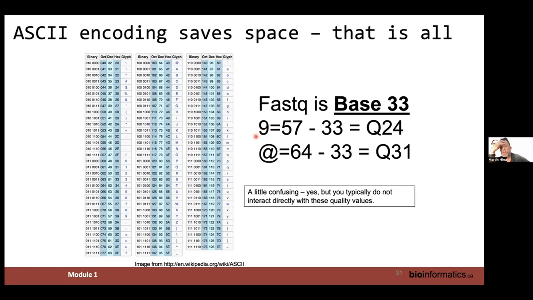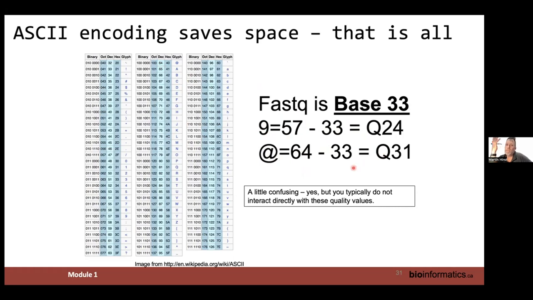And so knowing base 33, you would look up whatever the symbol is. Let's say, for example, a 9. 9 equals 57. So if you look in the table, you'll see 9 is equal to 57. You subtract the base, in this case, base 33, to get a Phred quality score of 24. At equals 64. So you can look for the glyph of at. I can't see it here. I'm sure it's here somewhere. Here it is. So at equals 64 minus 33 gives us a quality score of 31.